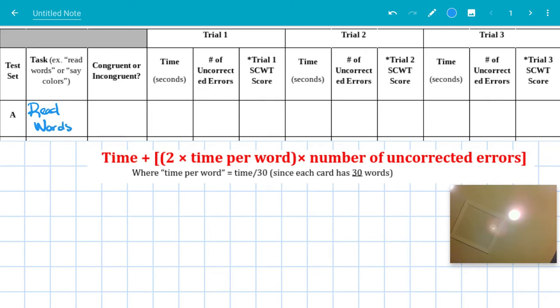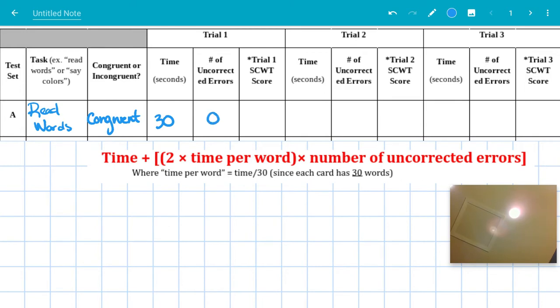And it was congruent because the words were either the same color as the word or the words were in black and white, and so it's not considered incongruent. So we say congruent. There was no distracting stimuli. And then let's say, I already wrote all this out for myself so I could do it quickly with you, the first time my partner read their words, it took them 30 seconds and they had 0 errors.